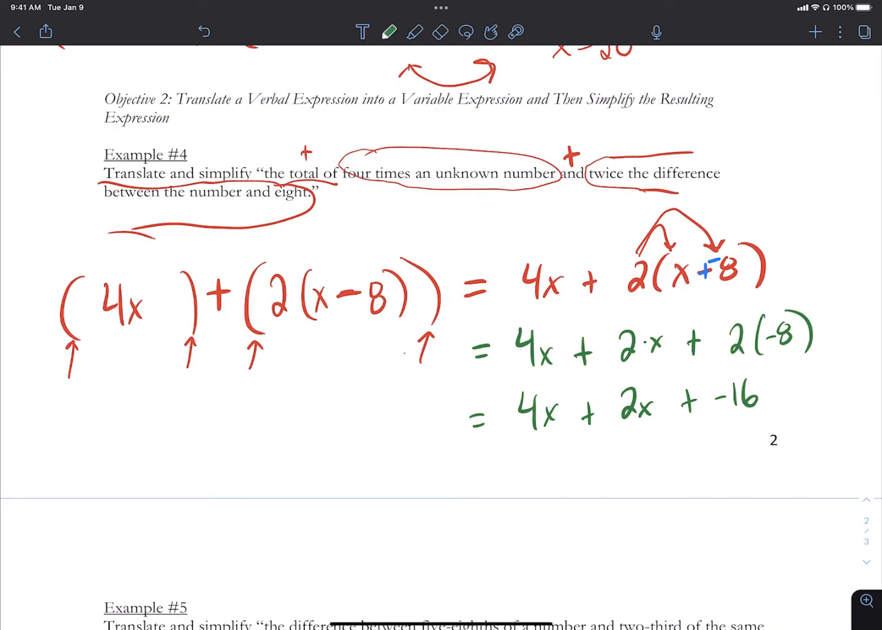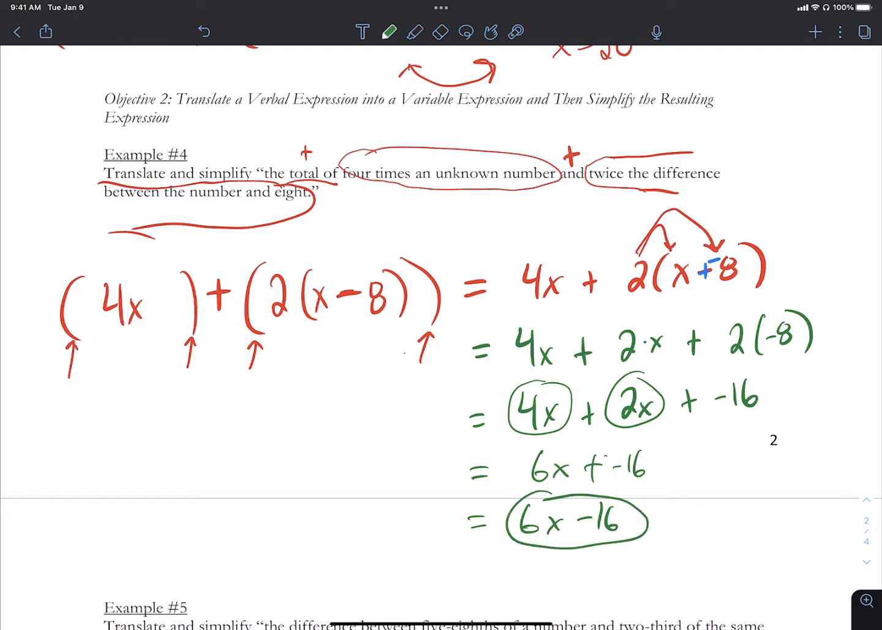So now I can combine like terms. 4x and 2x are like terms, so I could write down 6x, and then I would have plus negative 16. To simplify this even further, I could just write this as 6x minus 16. Remember, simplifying, we're trying to write the least amount of symbols, so that would be one less symbol than the previous line. So 6x minus 16 would be your final answer.